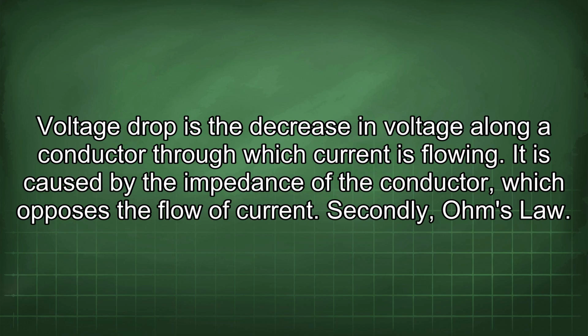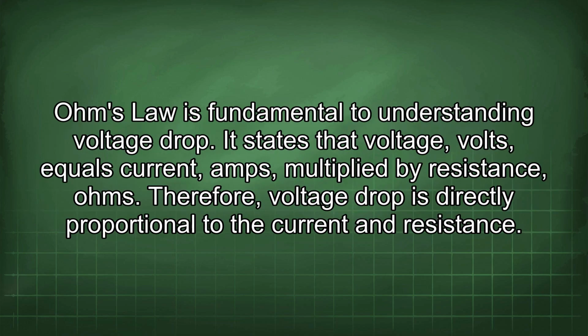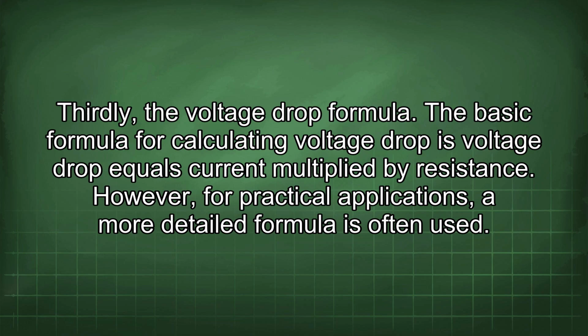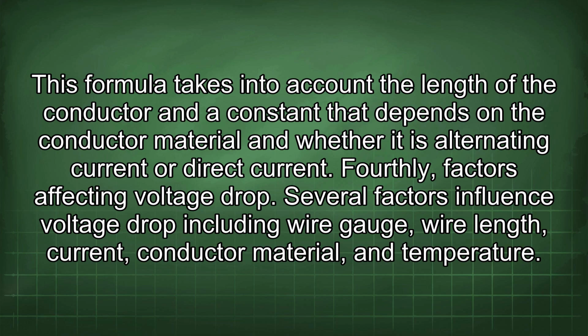Secondly, Ohm's law. Ohm's law is fundamental to understanding voltage drop. It states that voltage, volts, equals current, amps, multiplied by resistance, ohms. Therefore, voltage drop is directly proportional to the current and resistance. Thirdly, the voltage drop formula. The basic formula for calculating voltage drop is voltage drop equals current multiplied by resistance. However, for practical applications, a more detailed formula is often used. This formula takes into account the length of the conductor and the constant that depends on the conductor material and whether it is alternating current or direct current.